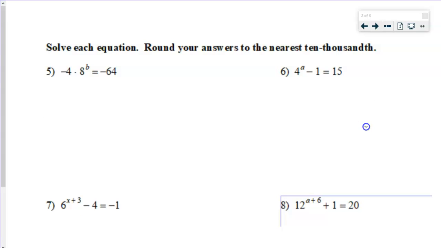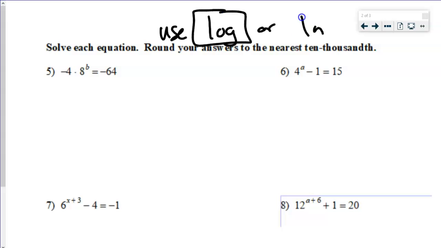You finish it. In this next section, we no longer have a common base, so we're going to have to work with logarithms, and you're going to use the buttons on your calculator, either the common log button or the natural log button. Oftentimes it doesn't matter which logarithm you use, but I have a favorite.